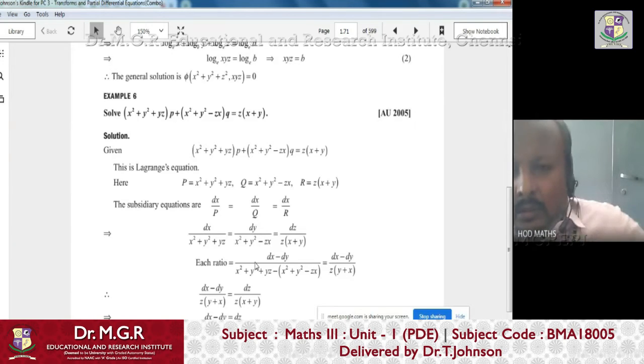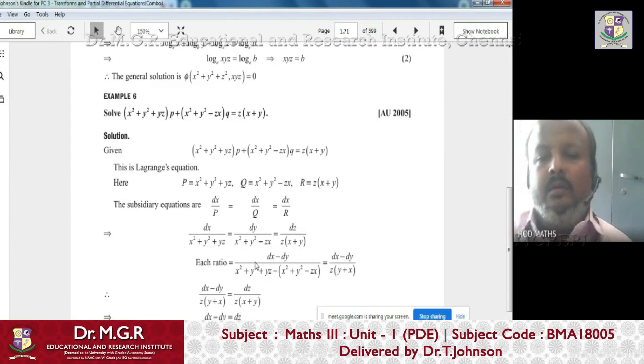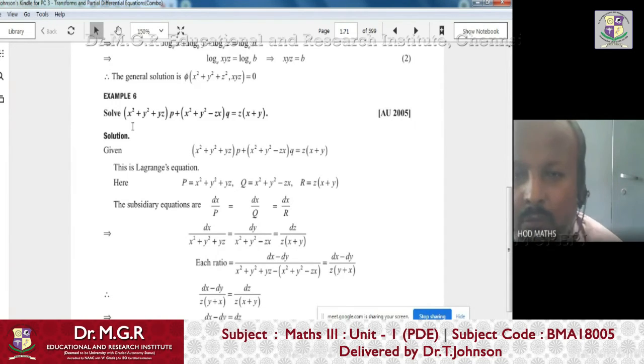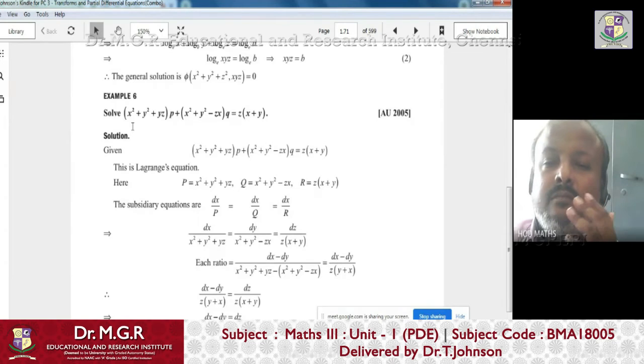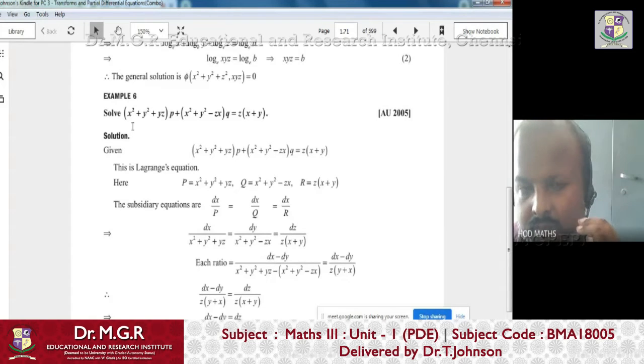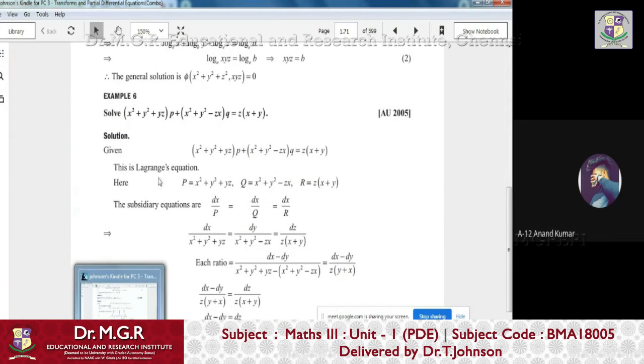Okay, so can you see my screen now? The new problem. Hmm? Yes, sir. Right? Can you see the screen now? Yes, sir. Right. Yes, sir.